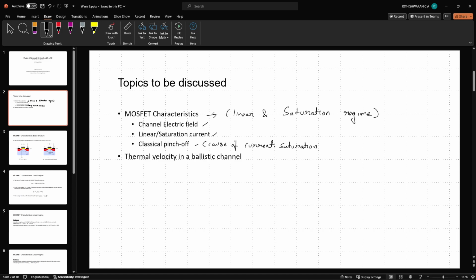So that is that. And we shall conclude our discussion with a brief look at the thermal velocity in a ballistic channel. This is an important quantity, essentially the average velocity of an electron in a ballistic channel, and with this we can make several qualitative estimations on the voltage current relationships, or many other properties of the device.